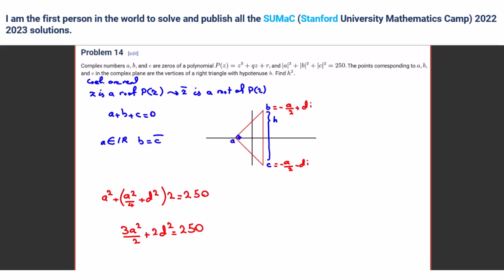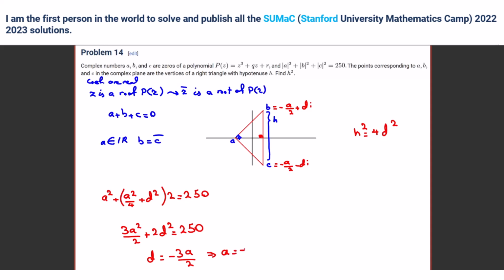And then at the triangle, if you draw the altitude from A to BC, and then you get another 45, 45, 90 triangle. So you can say that D equals 3 halves A. Negative 3 halves A. Oh yeah, negative 3 halves A. Yes. And then you want to find D, right? Because H is 2D. Yeah. So H squared is 4D squared.